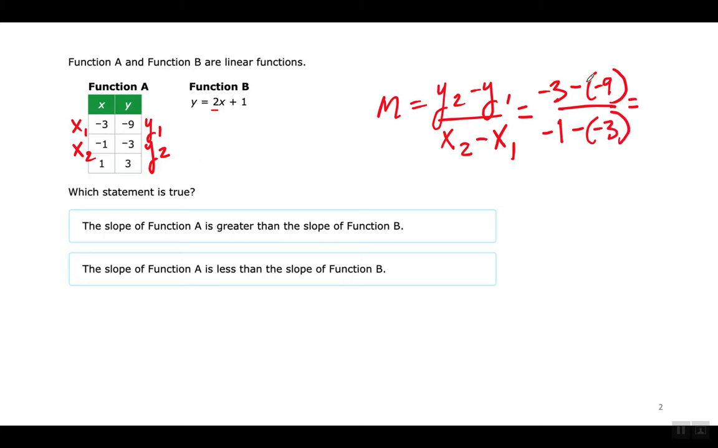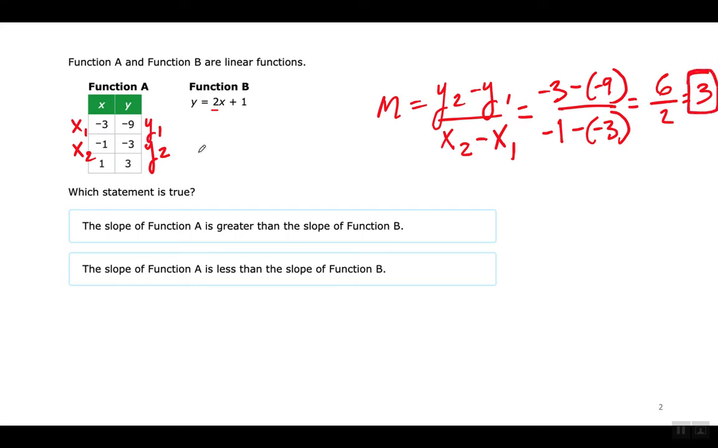Okay, so when you do that, you're going to get -3 plus 9, which is +6. And on the bottom, -1 plus 3, which is +2. And that's going to equal 3. Your slope is 3. Let me show you how you could have done that with mental math.